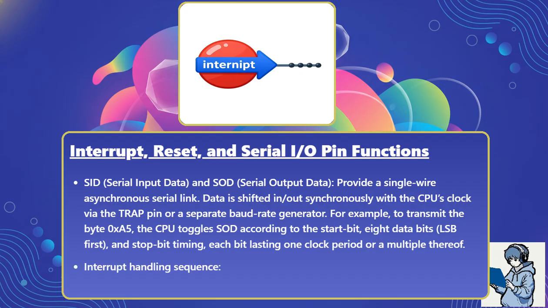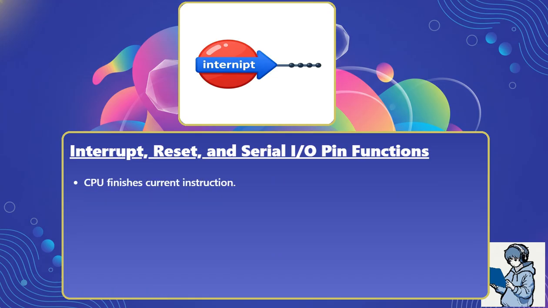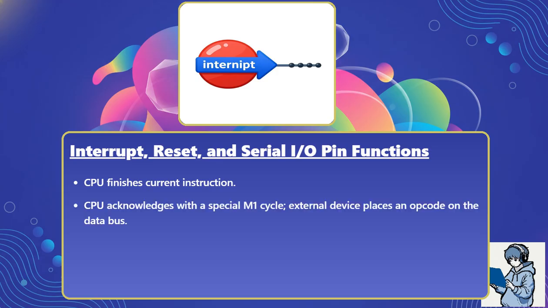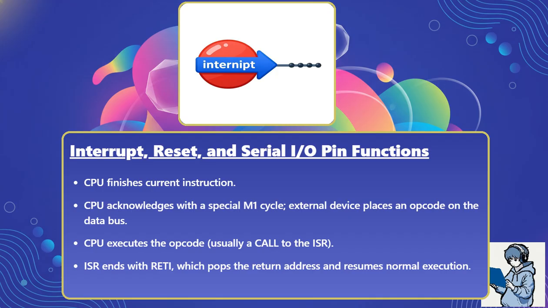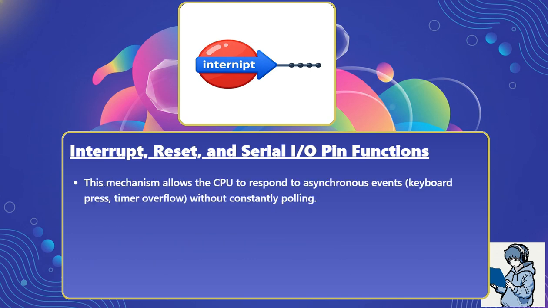Interrupt handling sequence: the device asserts INTR. The CPU finishes the current instruction. The CPU acknowledges with a special M1 cycle, and the external device places an opcode on the data bus. The CPU executes the opcode, usually a call to the ISR. The ISR ends with RET, which pops the return address and resumes normal execution. This mechanism allows the CPU to respond to asynchronous events, like a keyboard press or timer overflow, without constantly polling.